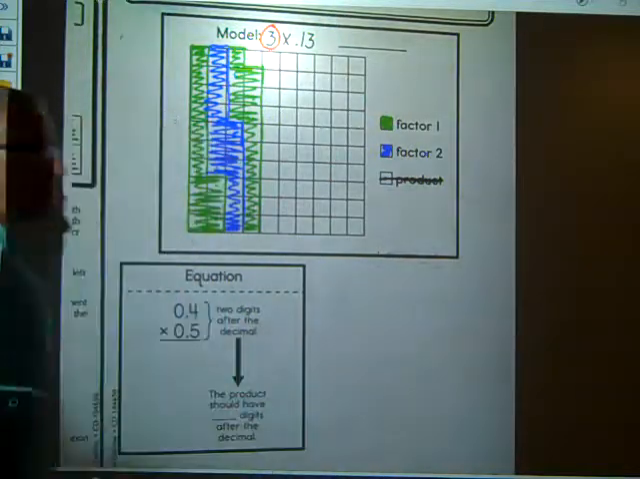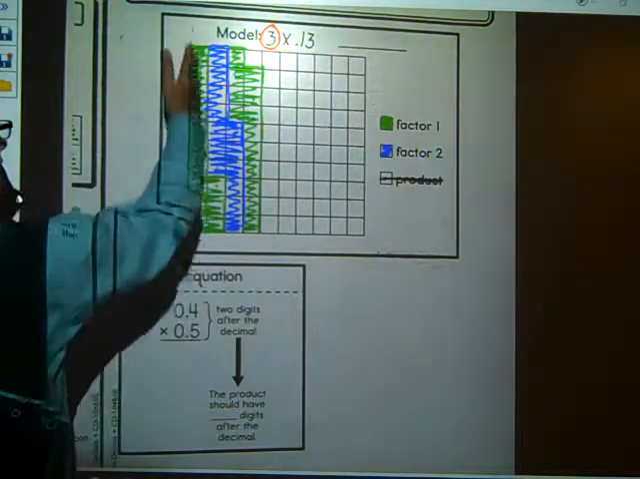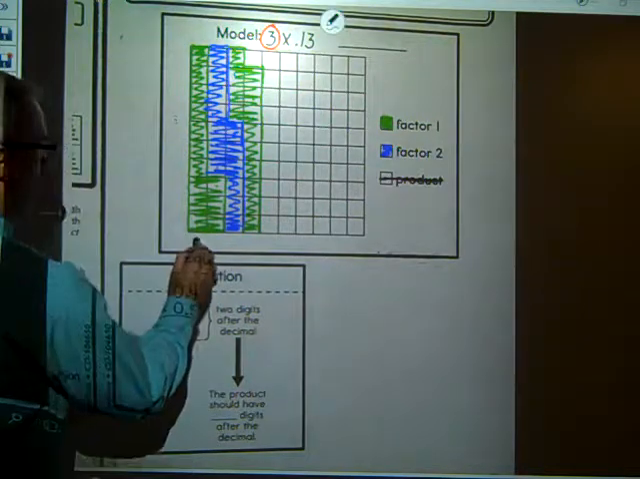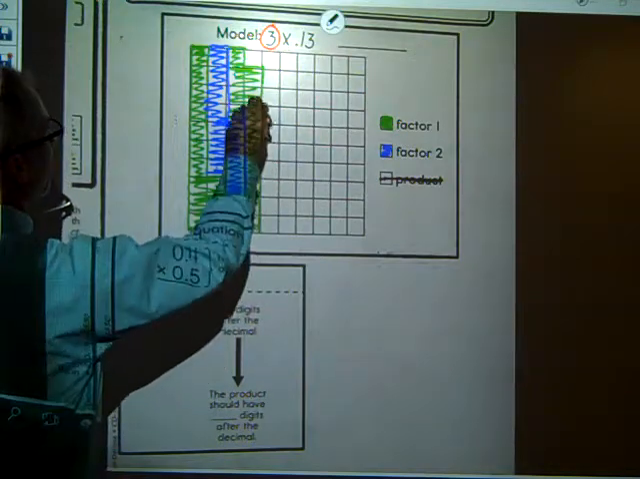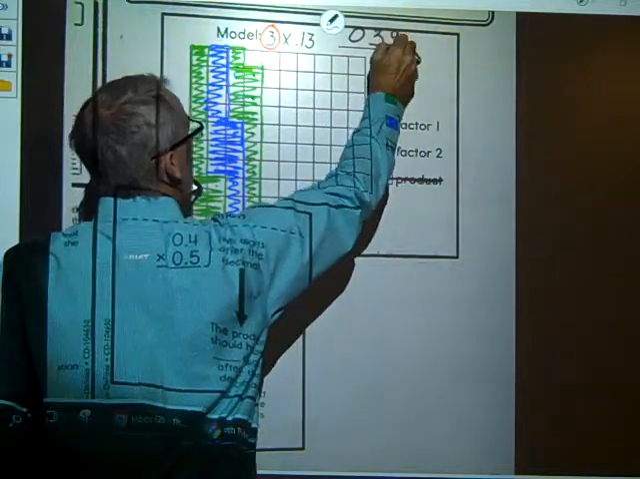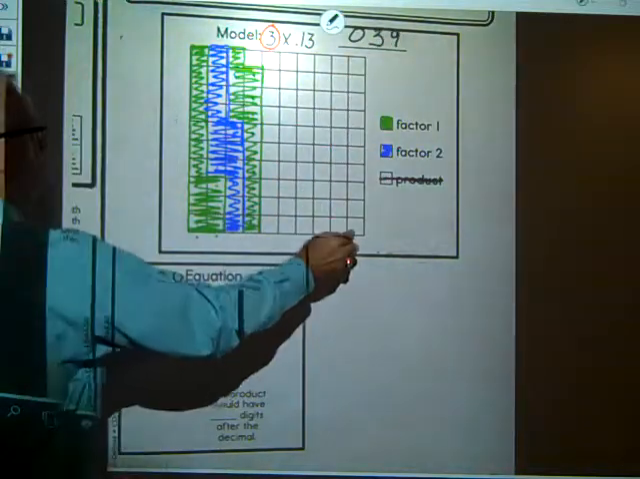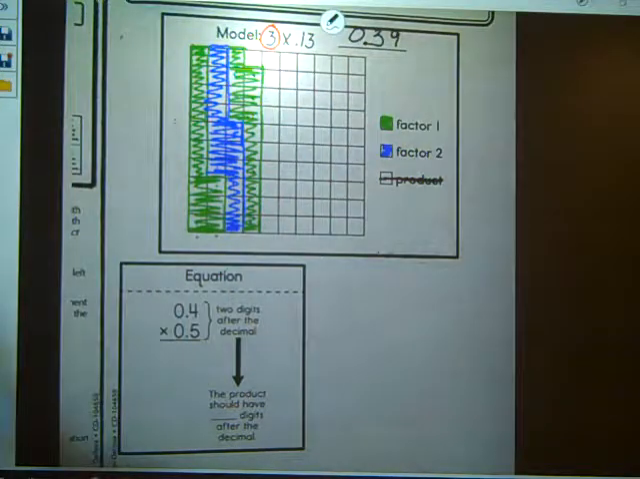Would you agree? Yes. Yeah, absolutely. So I want to find out how much is shaded. How do I find out how much is shaded? What do I need to do now? Count them. Count how many is shaded. Well, how much is in each column? 10. So that's 10, 20, 30. 1, 2, 3, 4, 5, 6, 7, 8, 9. So I have 39 shaded, but it's not 39, it's 39, what is each one worth? 39 hundredths is my answer. Does that make sense? Yeah, that's the model, okay?